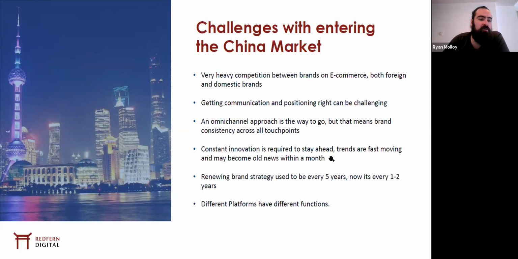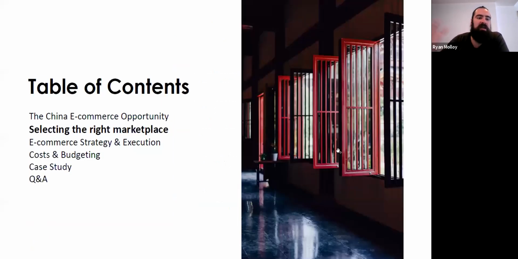And then also the different platforms do have different functions. Some categories such as fashion, we would never put on JD, right? And then some other products that are more appliance focused, you might look at JD as an option, even though the market share is significantly bigger now for Tmall. So I think understanding that is an important part.